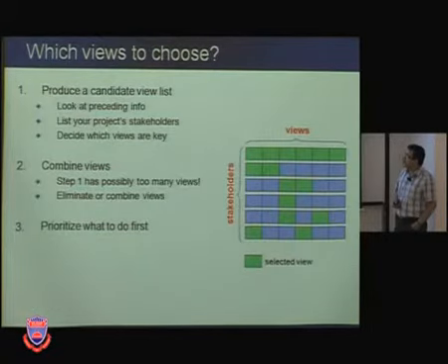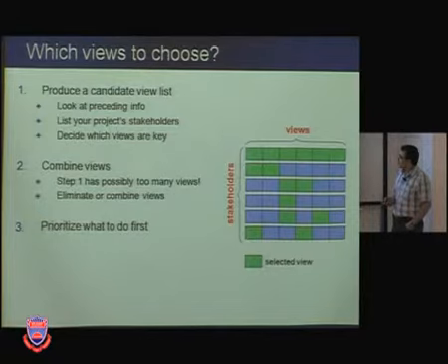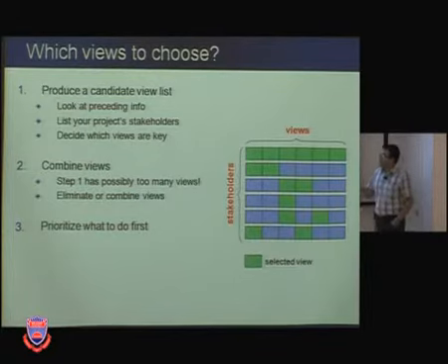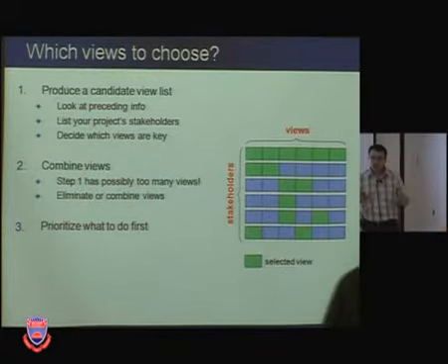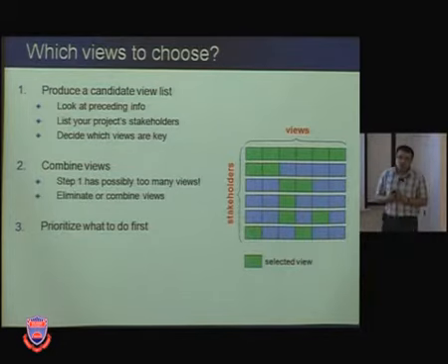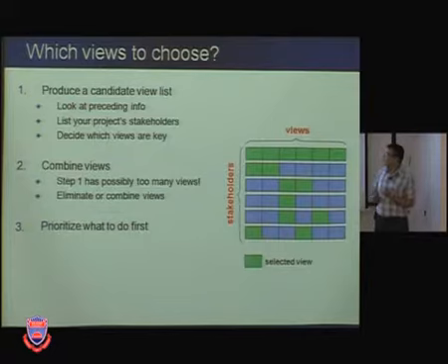How should we choose the views? Well, typically you produce a candidate view list by listing all the stakeholders and checking what kind of views they require. In the next step, if we have too many views, we can combine the views. And in the third step, we have to prioritize what to do first. Why? Because defining a view has some cost. You have to put time in it.